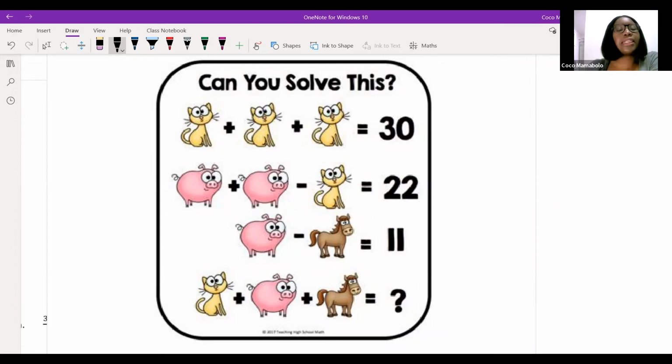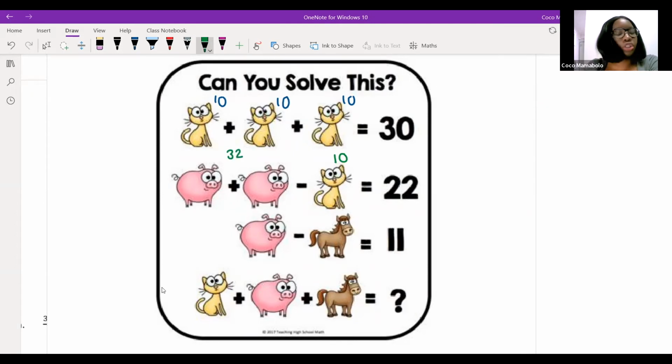That's it. All right, let's have a look at this one quickly. This one was nice. So if I have cat plus cat plus cat is equal to 30, that means each of them is going to be 10. 10, 10, which will give us 30. And then when I look at my piggies over here, I know that piggy plus piggy minus cat. So something times something minus 10 is going to give me 22. So what minus 10 will give me 22? It would have to be 32.